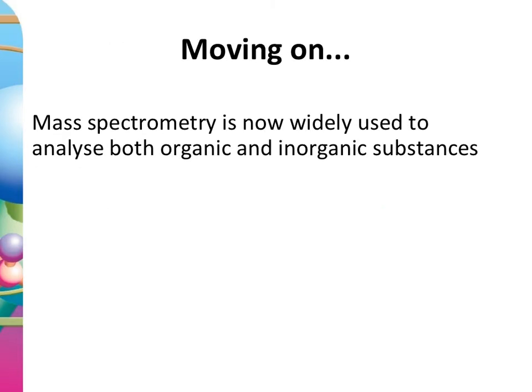So mass spectrometry can do more than just look at isotopes. It can be used to analyse organic and inorganic substances, and that will be something that we look at in another video. But in this one today, we are primarily considering isotopes and mass spectrometry in relation to isotopes. We will very briefly at the end look at some basic analysis of organic substances, but our focus today is on isotopes.